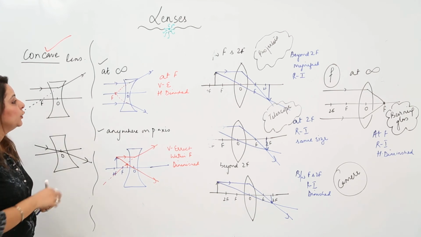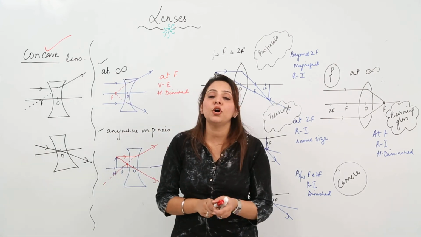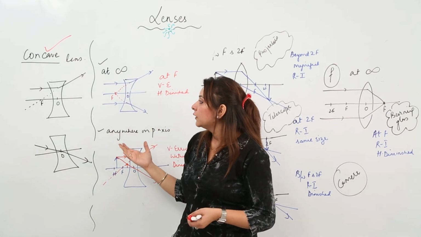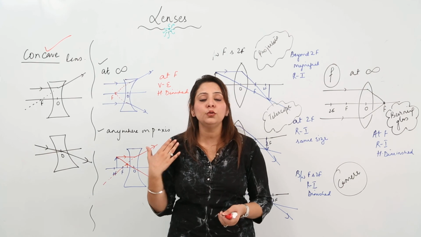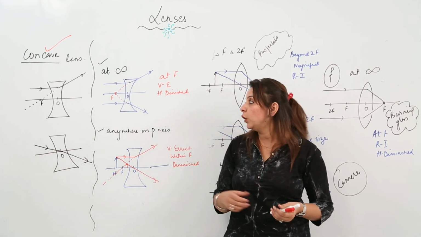So this is how you are going to draw images for the concave and the convex lens. But before you draw, just go through the rules first, because these are very important, and you need to follow them while drawing the ray diagrams. So this is what the images are.